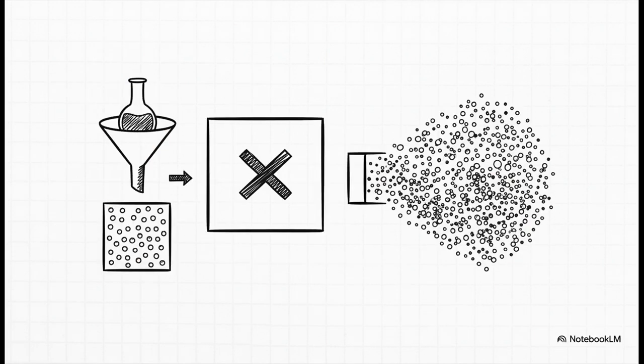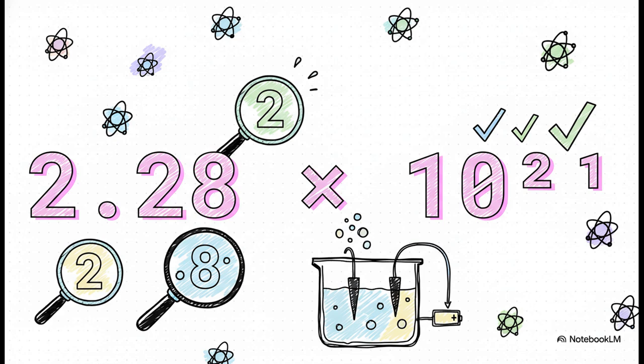And for the final piece of the puzzle, we need to find the number of atoms. The formula for that is moles times Avogadro's constant. We've got our moles from the last step, and the Avogadro constant is always given to you. So we just multiply them together. And that gives us our final answer, 2.28 times 10 to the 21 atoms.